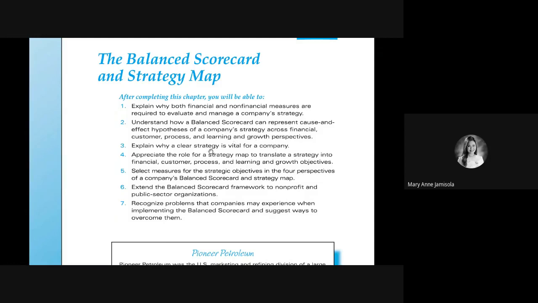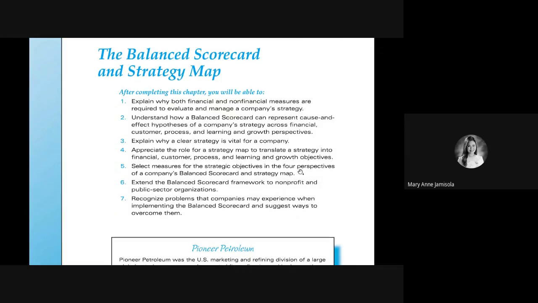And then we should be able to explain why a clear strategy is vital for a company, appreciate the role for a strategy map to translate a strategy into financial, customer, process, and learning and growth objectives. Then we should be able to select measures for the strategic objectives in the four perspectives of a company's balanced scorecard and strategy map. And then extend the balanced scorecard framework to nonprofit and public sector organizations.